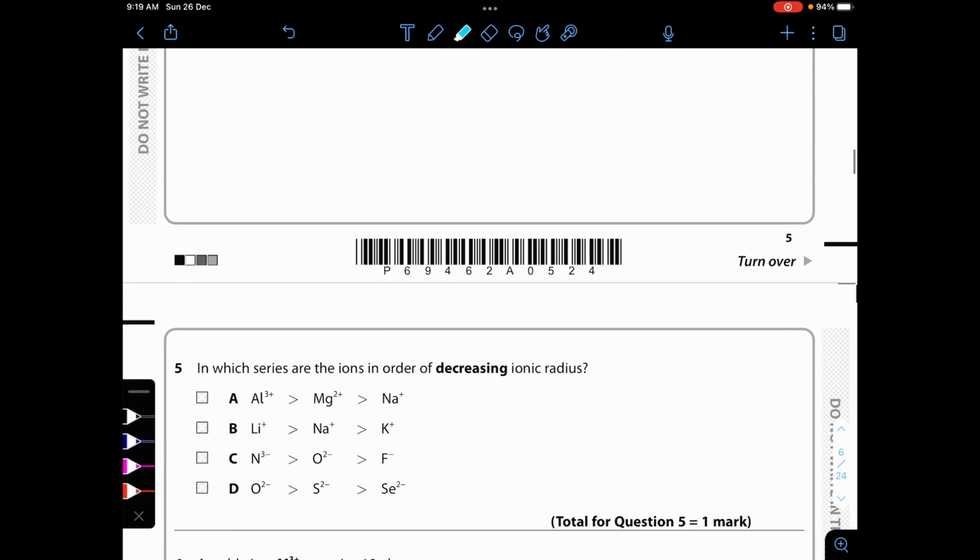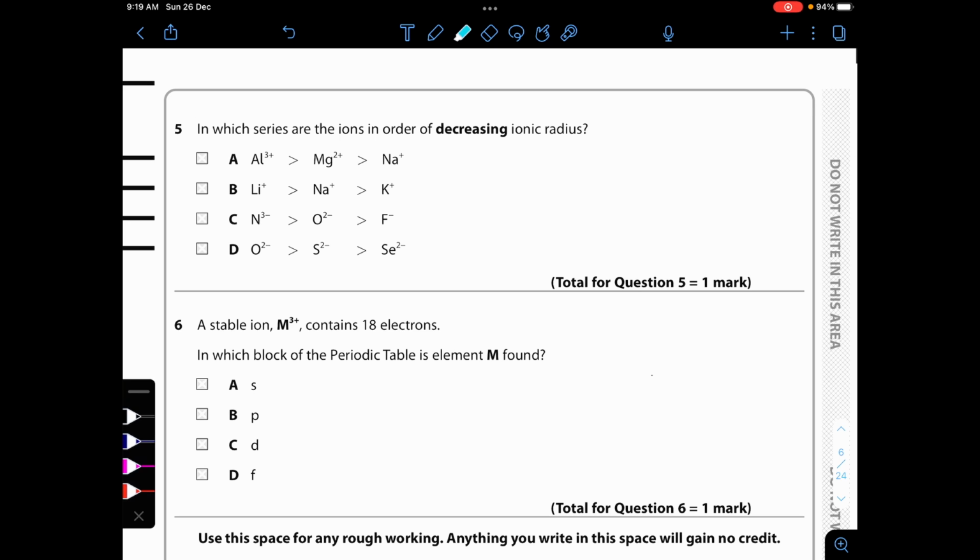Let's move on to question number 5. It says, in which series are ions in order of decreasing ionic radius? So this column should be the smallest. Let's see if that's true. Right off the bat, Al3+ is smaller than Mg2+ and Na+, so A is off. What about B? Li+ is also the smallest here, so that's also wrong. What about C? N3-, O2-, and F-. F- is indeed the smallest.